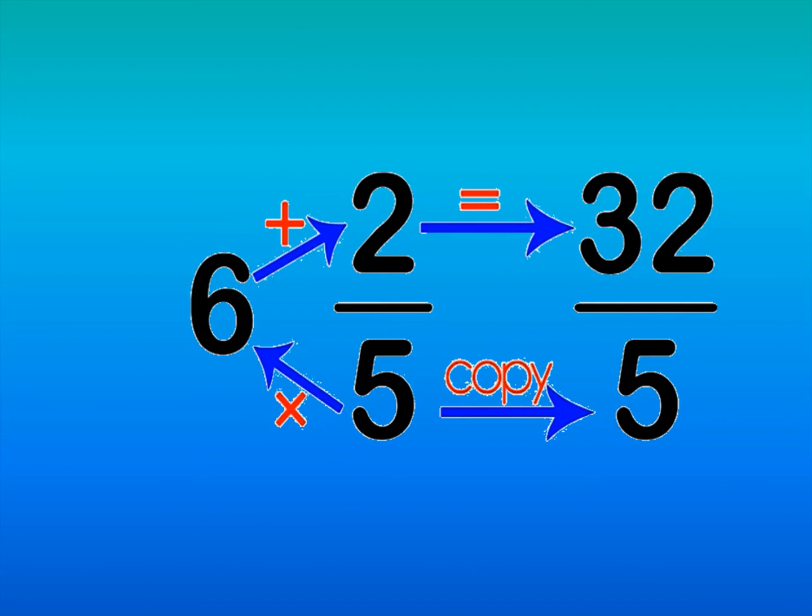Now convert the mixed fraction into an improper fraction. You can see here 5 multiplied by 6 plus 2. 5 sixes are 30, plus 2, 32 upon 5. The denominator is copied.